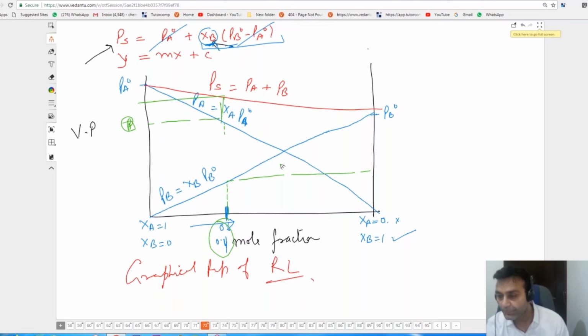How do we get to know the blue one first is XB PB naught? So how do you get it? It's a very simple thing. It's basically a graph indicating the vapor pressure due to component B. When this becomes equal to 1, the pressure due to B will be equal to PB naught only. Right?